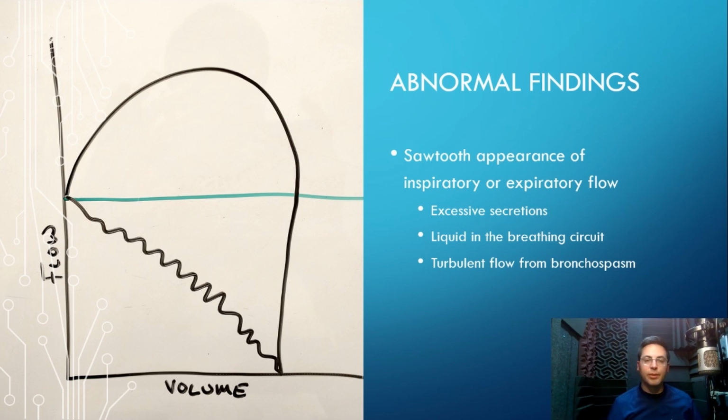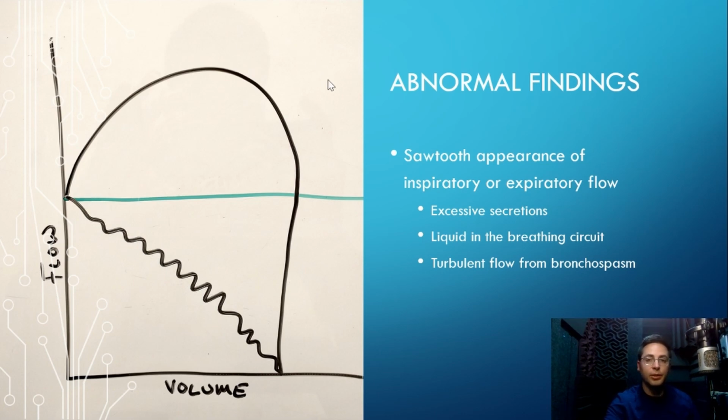Some abnormal findings we may see. Here is a representation of a sort of sawtooth pattern on the expiratory side here. And we can see this type of thing on either the expiratory or inspiratory side of the loop here. And this can usually indicate one of three things. There are either excessive secretions that the patient has, and they need to be suctioned, or there is some sort of liquid in the breathing circuit, and you can determine which side that's coming from depending on whether you're seeing this pattern on the inspiratory or expiratory side of the loop. Or this could also indicate turbulent flow from bronchospasm.